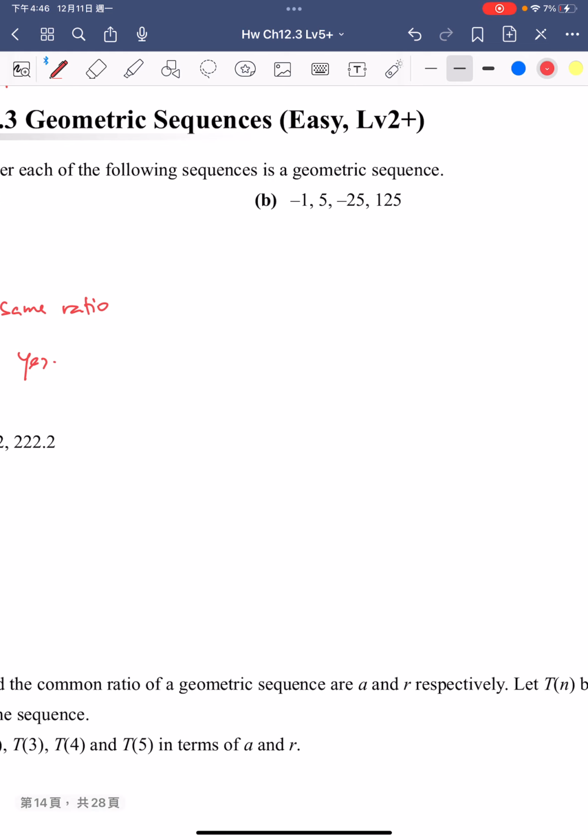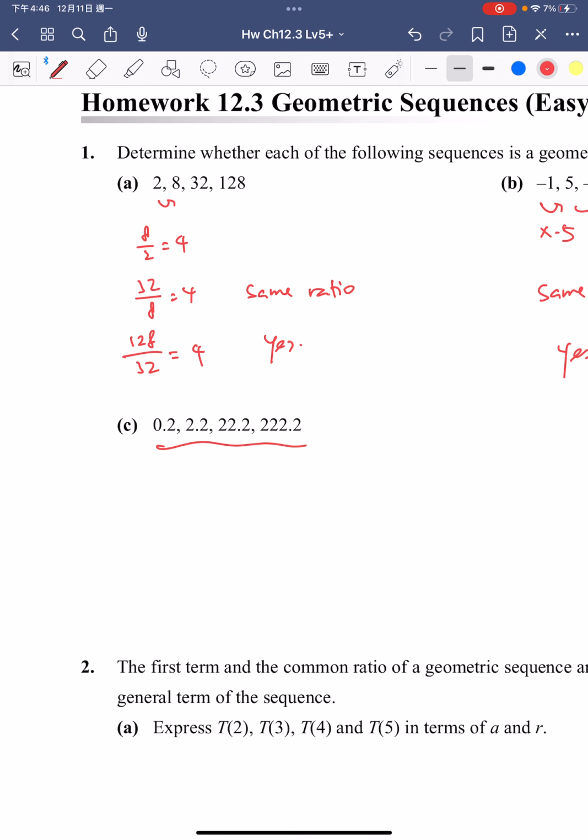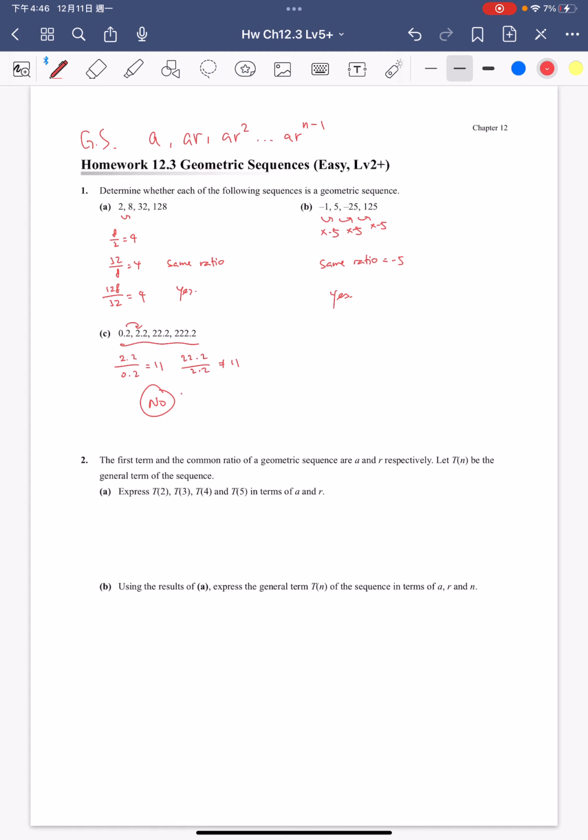For the second sequence, the ratio is going to be times -5. Between the second and third terms it is times -5, and for the next it is still times -5. So again, the same ratio, which is equal to -5. So yes. For the third one, it is definitely not, because the ratio between them is quite weird. If you use the calculator to calculate 2.2 divided by 0.2, it gives you 11, but 12.2 divided by 2.2 is actually not equal to 11. So it's no, because they do not have the same ratio.